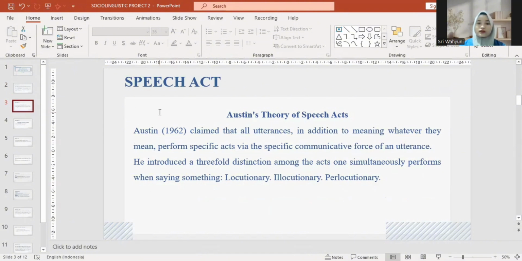Next is Austin's theory of speech act. Austin 1962 claimed that all utterances, in addition to meaning whatever they mean, perform specific acts via the specific communicative force of an utterance. He introduced a threefold distinction among the acts one simultaneously performs when saying something. That is locutionary, elocutionary, perlocutionary.